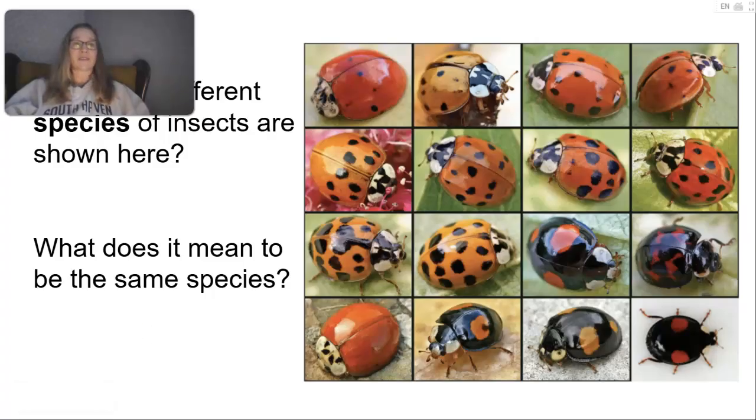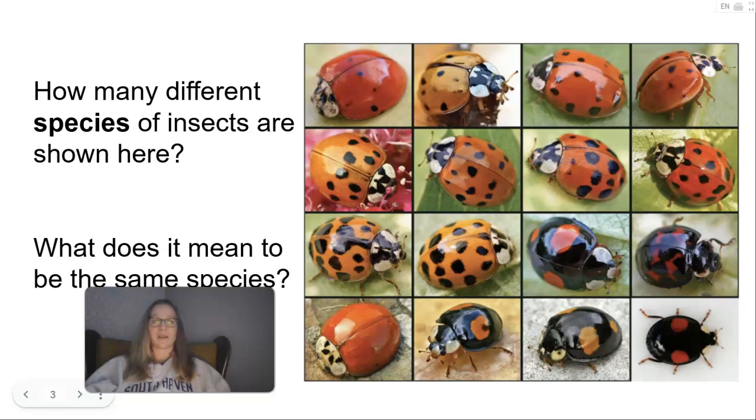How many different species of insects are shown here is the main question. What do you think? Do you think this is several different species? Maybe 16? Does it depend on whether you have no spots or a black shell with red spots, or where is the dividing line between species? We talk about species a lot. How many species of insects do you think are shown here? In order to understand the answer to that, we have to understand what it means to be the same species.